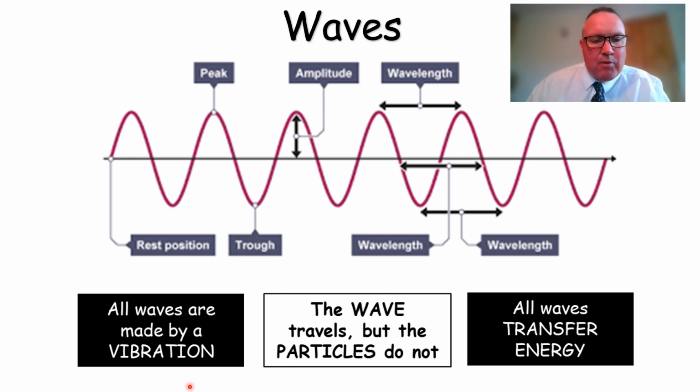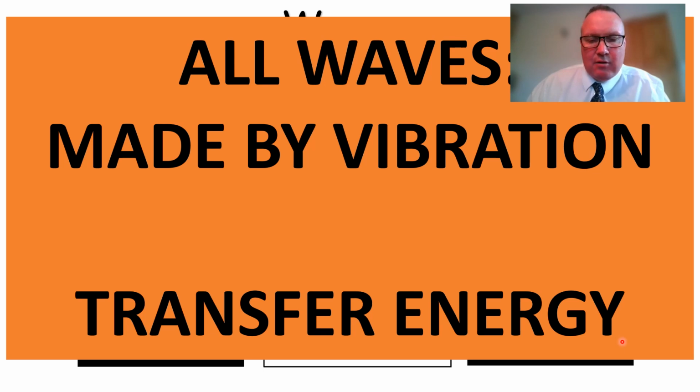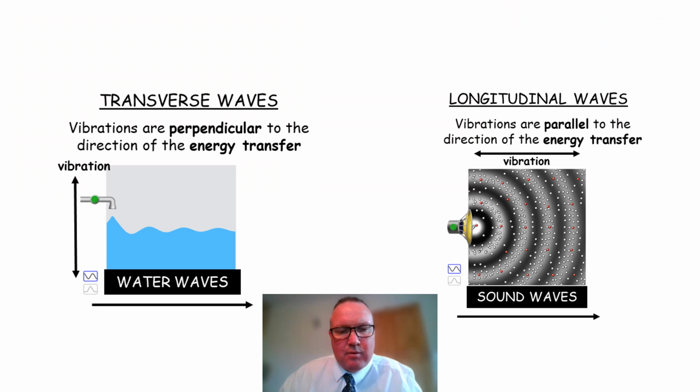Now, the important fact about all waves is that all waves are made by a vibration. Something needs to move backwards and forwards or up and down to make a wave. When a wave is made, a wave transfers energy. It takes energy from one place to another. So all waves are made by vibrations, and all waves transfer energy. Now, that's important when we look at the two different types of wave. The two different sorts of waves are transverse and longitudinal waves.